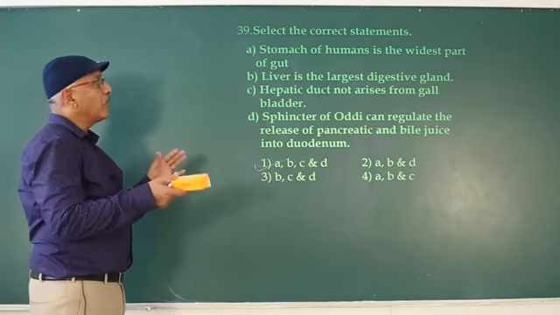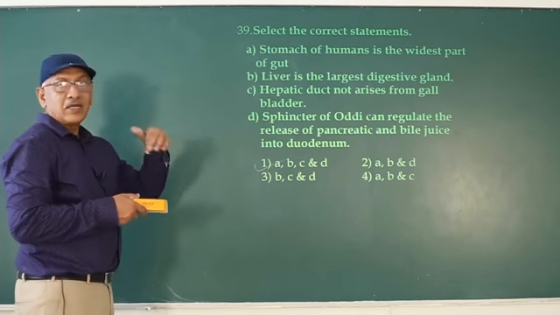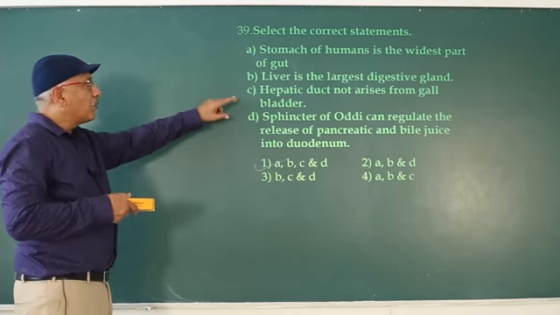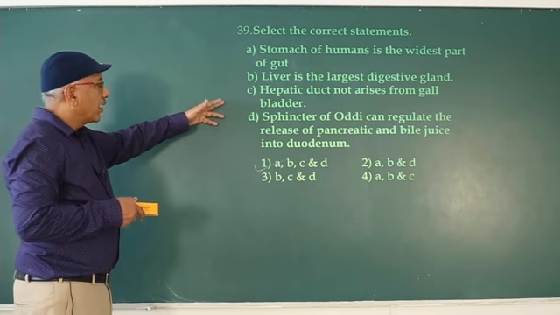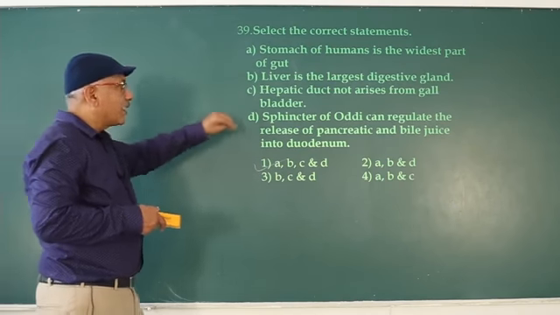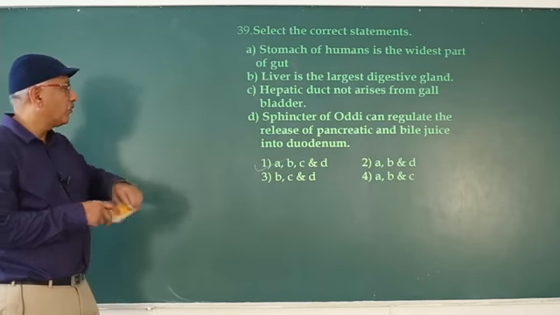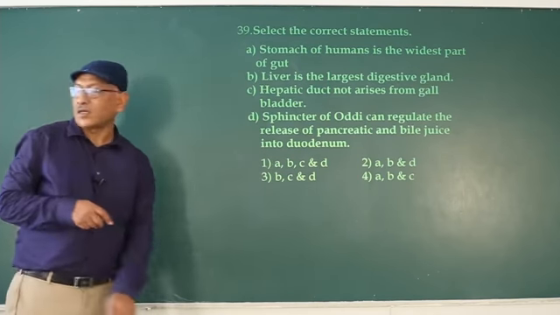All statements are correct. The stomach of a human is the widest part of the gut. The liver is the largest digestive gland. The hepatic duct does not arise from the gallbladder. The sphincter of Oddi can regulate the release of pancreatic and bile juice into the duodenum. So the answer is the first one: all statements are correct.